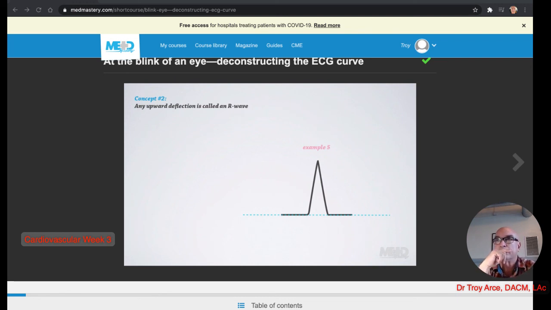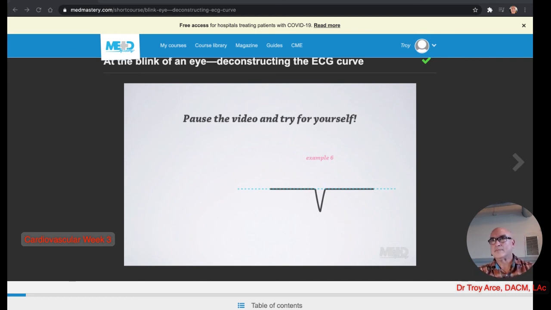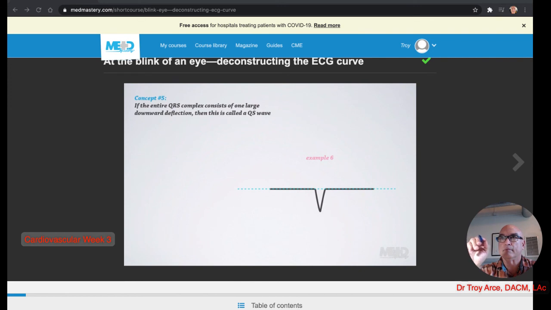But let me tell you one thing. This type of R wave is actually quite rare. Usually we would see a Q wave here or an S wave here, so you will only rarely see this type of R pattern. And one final example, example number 6. Pause the video and try for yourself. Also quite easy. Only one concept fits here, and that's concept number 5. If the entire QRS complex consists of one large downward deflection, then this is called a QS pattern.